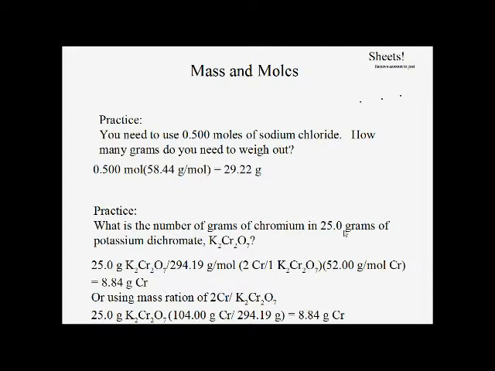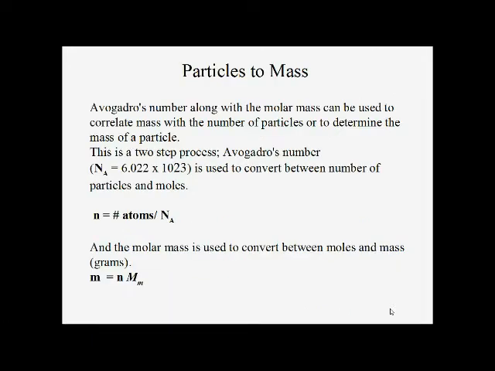And we should know that we're going to get a smaller number than 25 grams. We're looking for chromium in the 25 grams, so we have to end up with a smaller number. We could do a mass ratio, which is just another way of rewriting this equation here. So the mass ratio is mass of 2 chromiums over the mass of 1 potassium dichromate. We multiply our 25 grams by that ratio, and we get 8.84. It's the same equation, just written slightly differently.